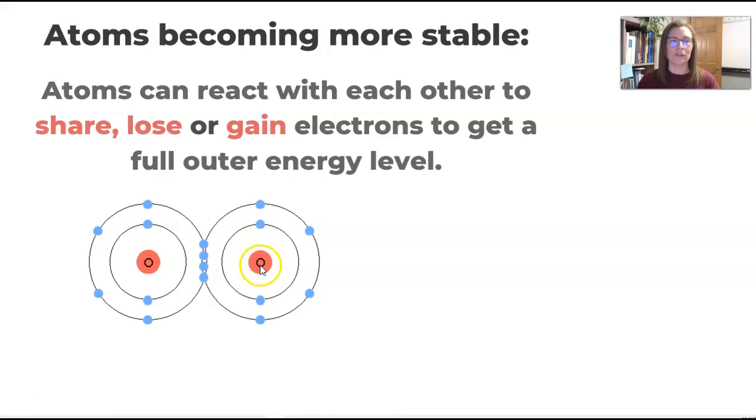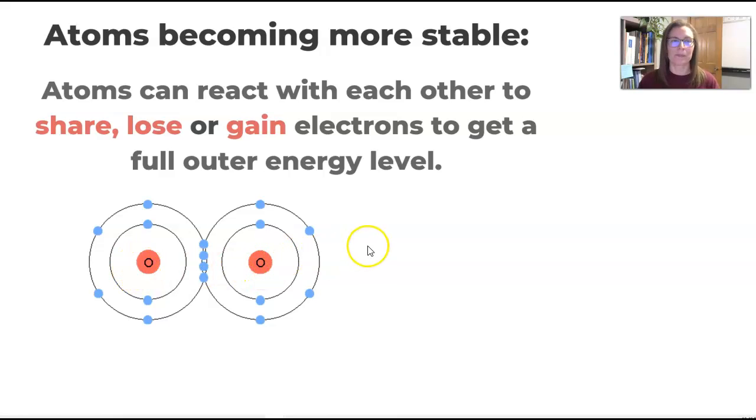Well, here I have 2 oxygen atoms, and they're sharing some electrons in that outer energy level. And since they're sharing, that allows them to go up to 8, right? So 1, 2, 3, 4, 5, 6, 7, 8 because of the sharing. That makes them stable. And that's why some elements like oxygen always exist as diatomic elements, because this is their stable form.